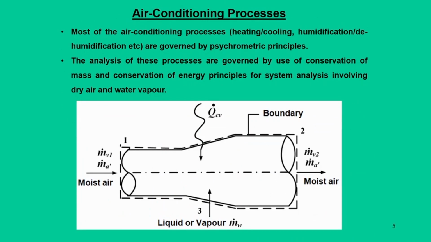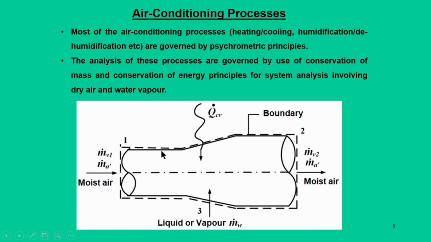Now, when we start these air conditioning processes, we start with basic energy balance equations. Of course, we have mass balance equations. When I talk about mass, there are two possible masses, one is mass of air and the other is mass of vapor. So, the analysis of air conditioning processes is governed by conservation of mass and energy principles for dry air as well as water vapor.